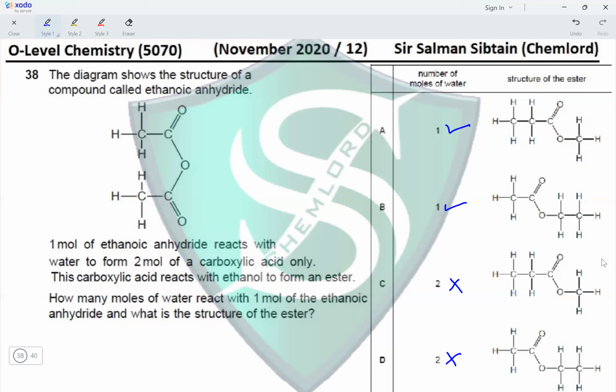In A, we've got 1 carbon for the alcohol, which makes it methyl propanoate, and 3 carbons for the carboxylic acid. Whereas in B, we've got 2 carbon atoms for the alcohol and 2 carbon atoms for the carboxylic acid, making this ethyl ethanoate, which is what was supposed to be formed. This makes option B the correct option for this question.